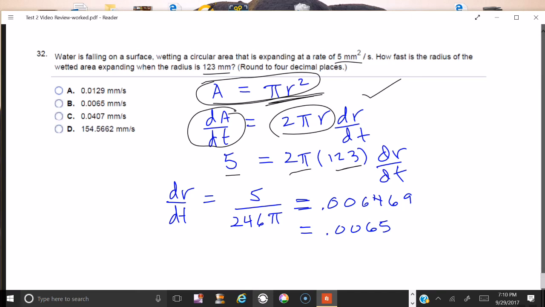so 2 pi times 123 times dr/dt is 5, and we can calculate dr/dt to be 5 over 246 pi, which if you multiply out and round to 4 decimal places is 0.0065 millimeters per second, and that is answer B.